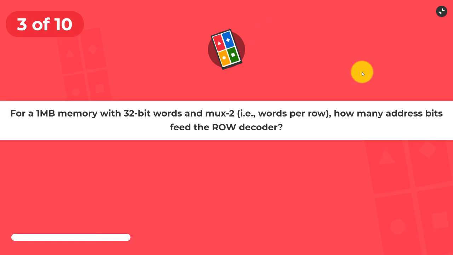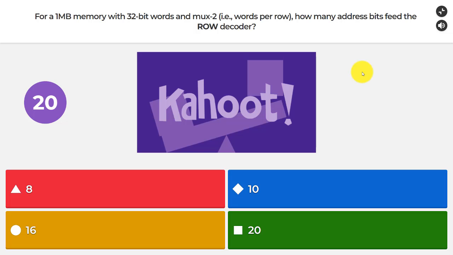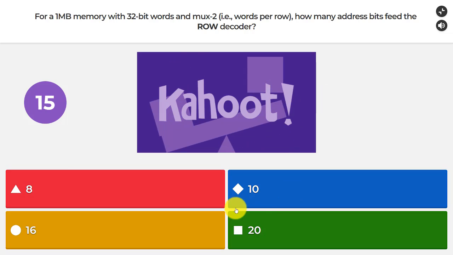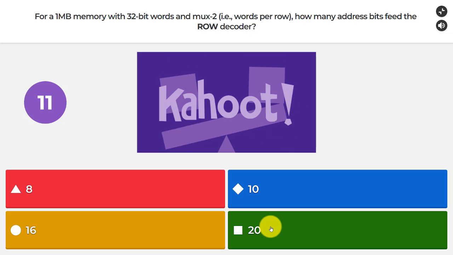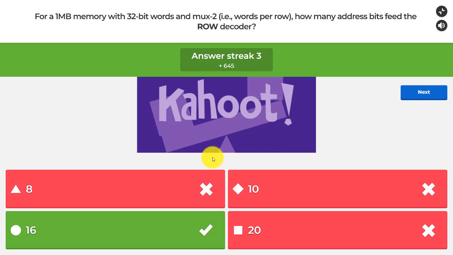The next question: for the 1 megabyte memory, but this time with 32-bit words and MUX2, in other words, we have 4 words per row, how many address bits feed the row decoder? Is it going to be 8, 10, 16, or 20? I'll give you a moment to try and figure that out. And the answer is going to be 16.